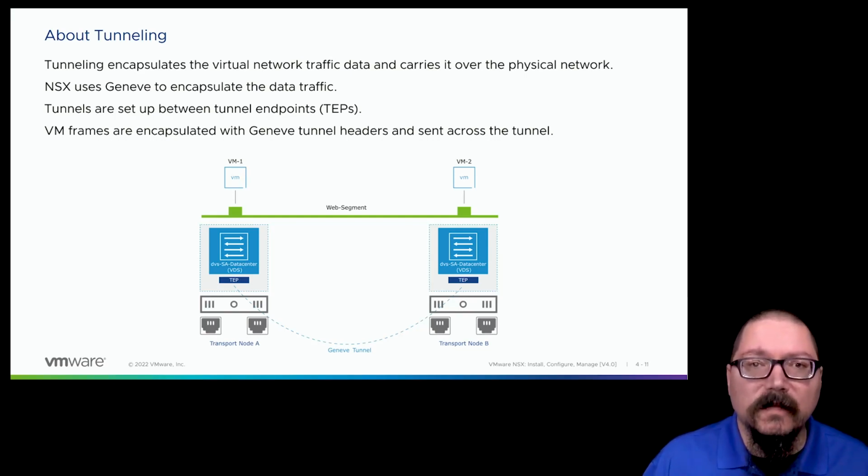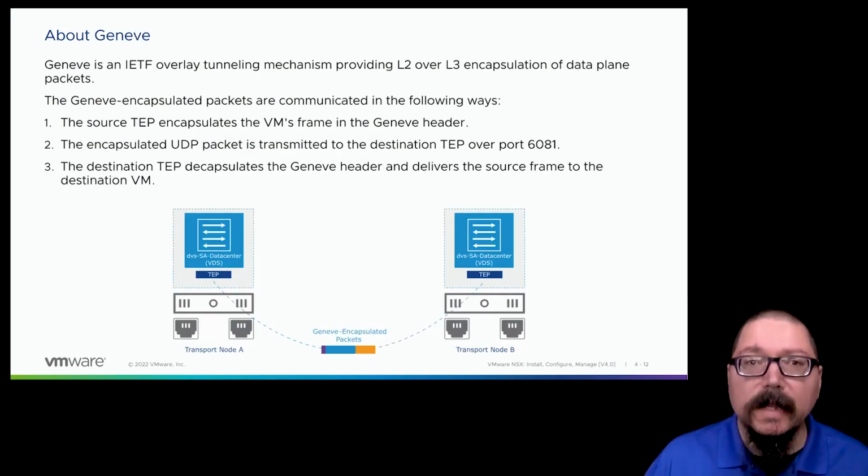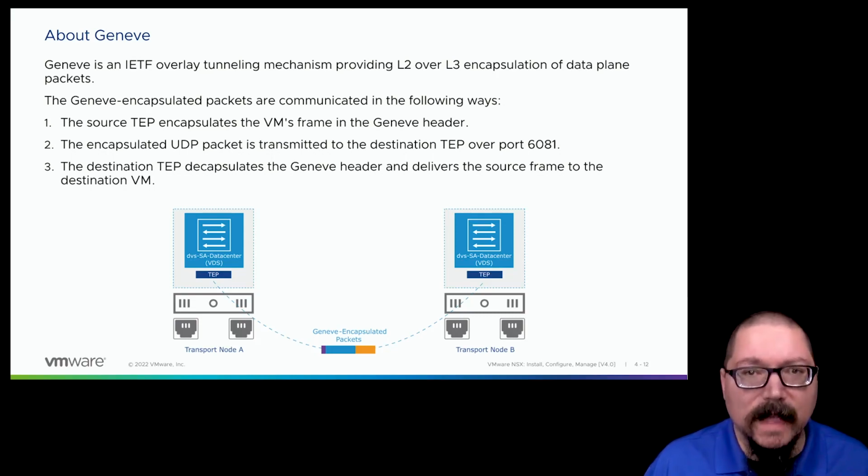We're going to configure, we already have configured actually, tunnel endpoints on our ESXi hosts. Those tunnel endpoints do the tunneling work for us. They do the encapsulation and de-encapsulation of our overlay packets. And so when a virtual machine on one host needs to talk to a virtual machine on another host, that's going to be tunneled from tunnel endpoint to tunnel endpoint on the hosts to get the Ethernet frame from VM1 over to VM2. Now, we use a protocol here called Geneve to perform that tunneling.